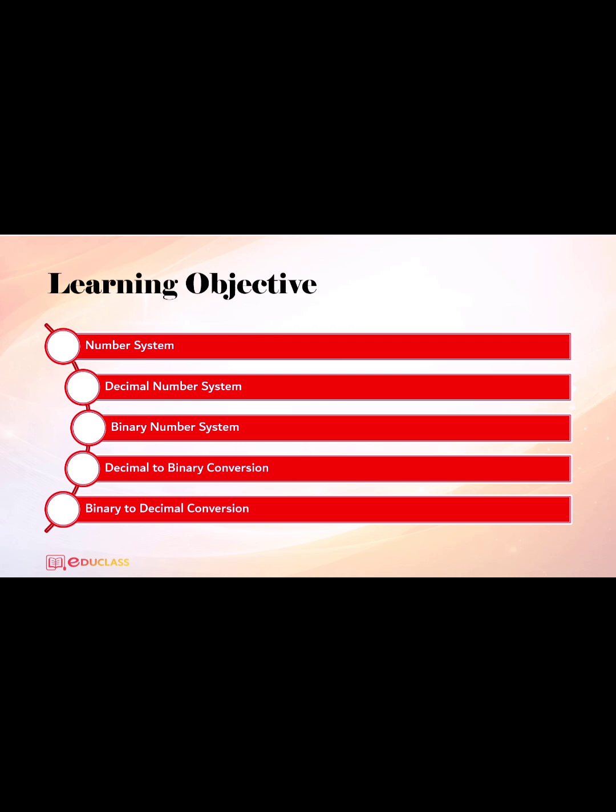Firstly, what is number system? Then there are two types of number system which are generally used: decimal number system, binary number system, then decimal to binary conversion and binary to decimal conversion.